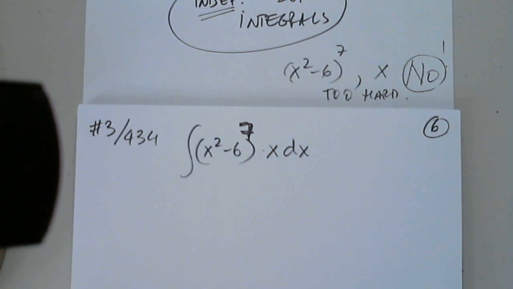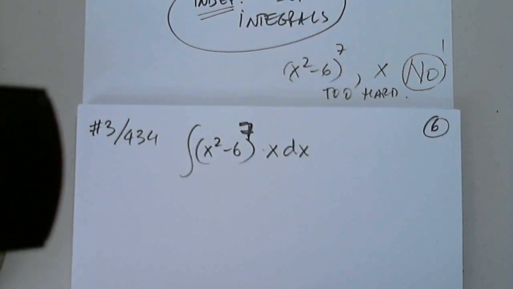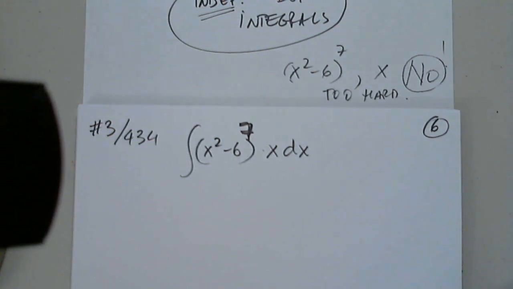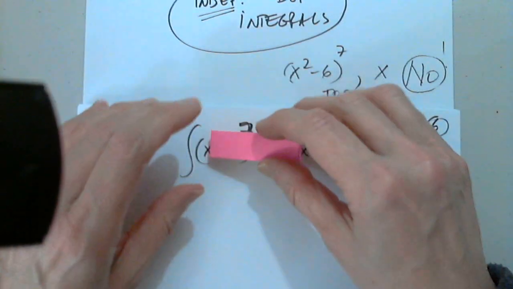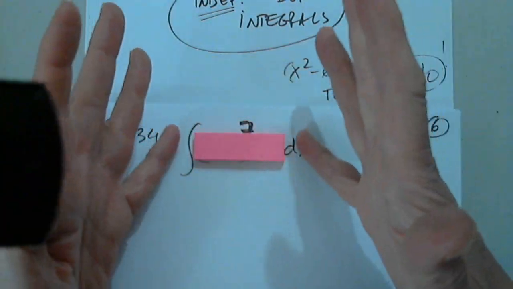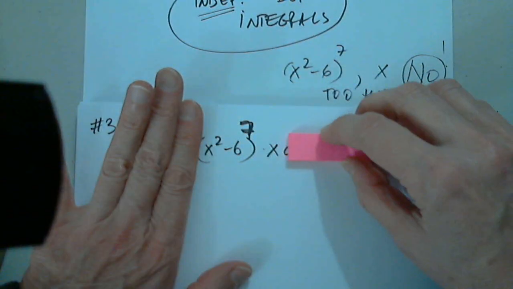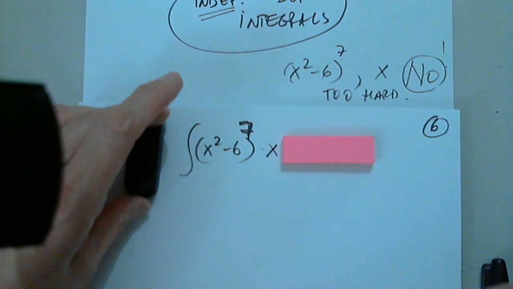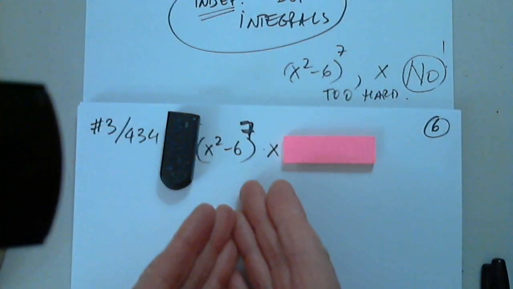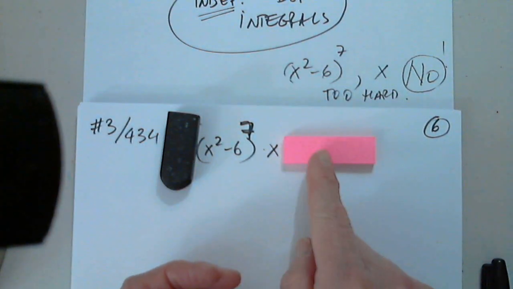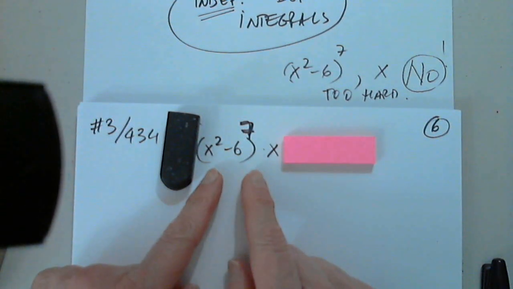Substitution method, okay. Now, how do I look at this function? How do I decide what to substitute and how? So here's how I will recommend first. I'm going to look at the function, forget about the integral, forget about dx for a minute. This is our function, the integral of f of x dx. So let's look at this function.